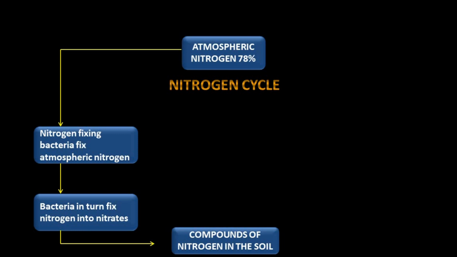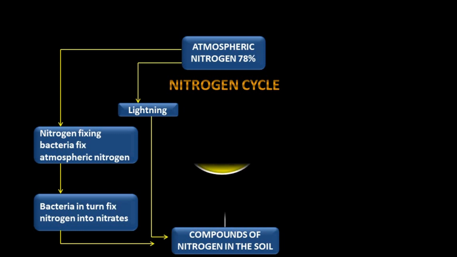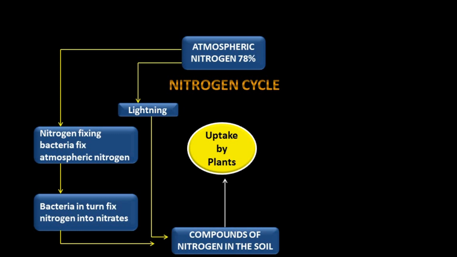Another method: during lightning, atmospheric nitrogen is fixed in the soil. Plants take nitrogen from the soil for protein synthesis. So by two methods, atmospheric nitrogen is fixed in the soil in the form of nitrates. Plants take these nitrates for protein synthesis. Nitrogen is the main component of proteins.